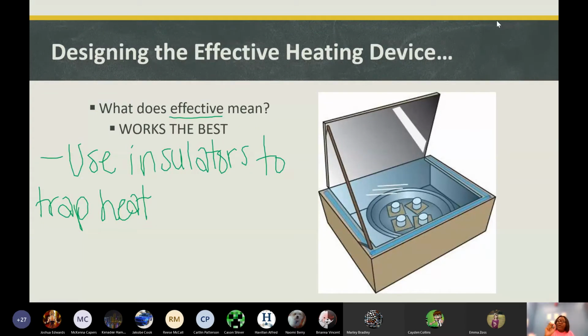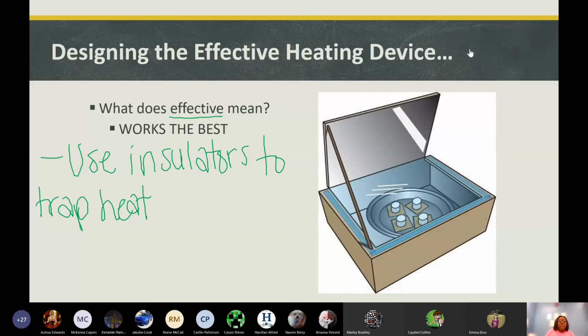Where could you put a cotton ball in your device? This is a rhetorical question, I don't want you to turn on your mics and let us know, it's up to you. Where could you put cotton balls or pieces of balled up paper, which is also an insulator, to trap heat in your device? That's going to be super important.